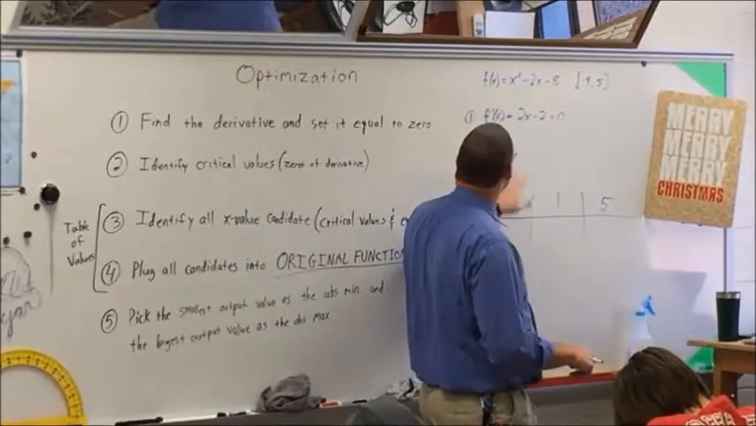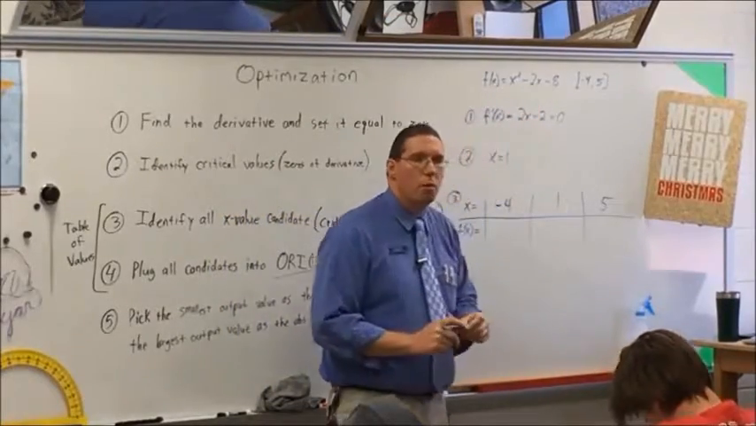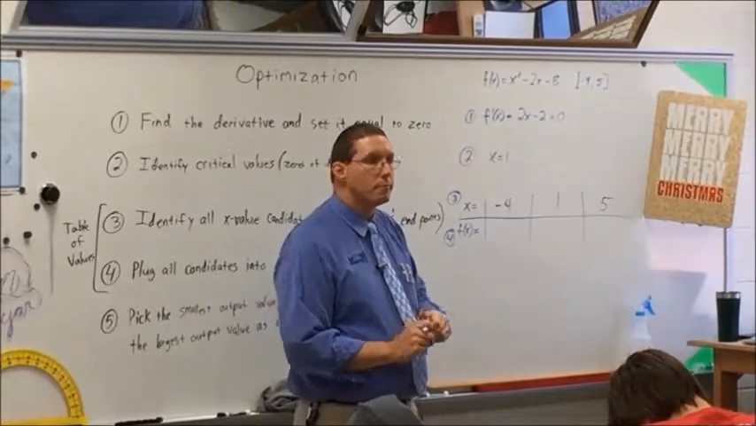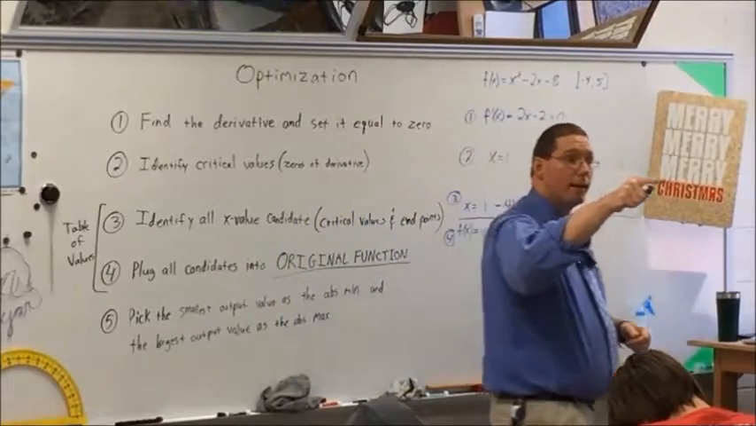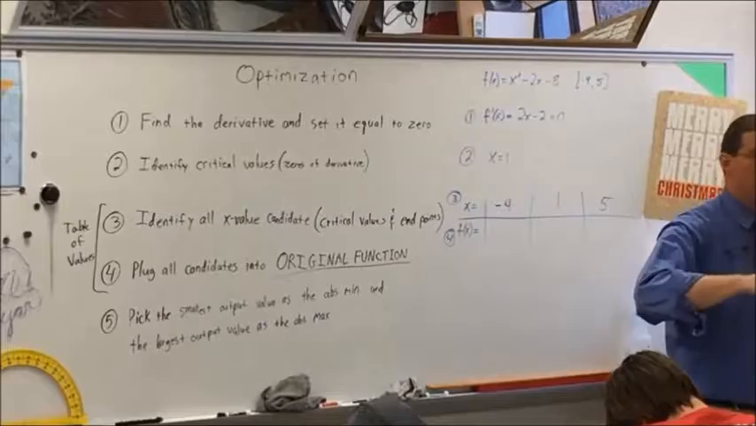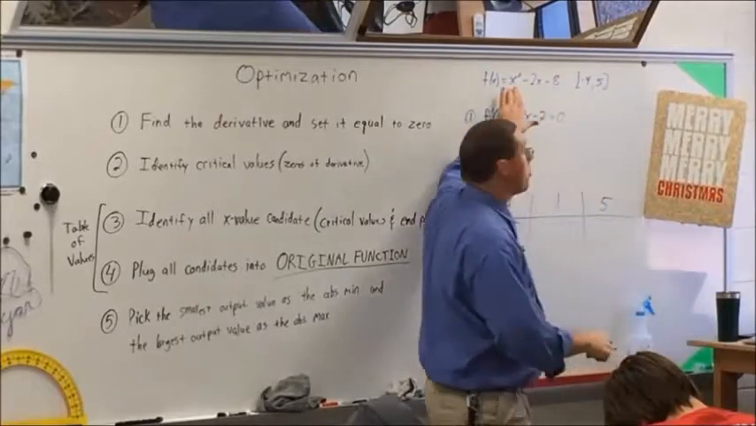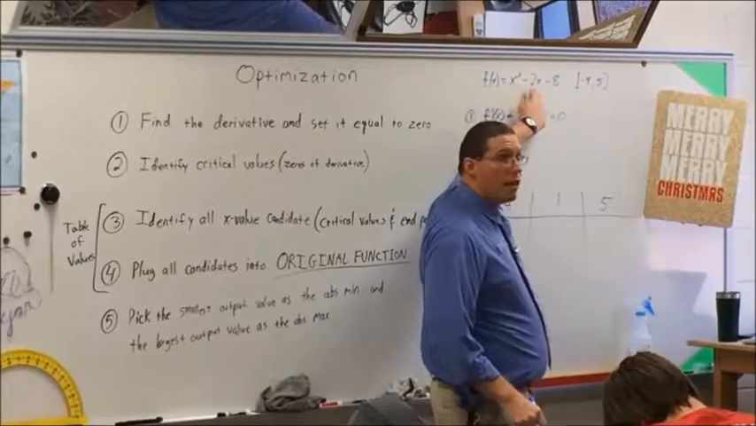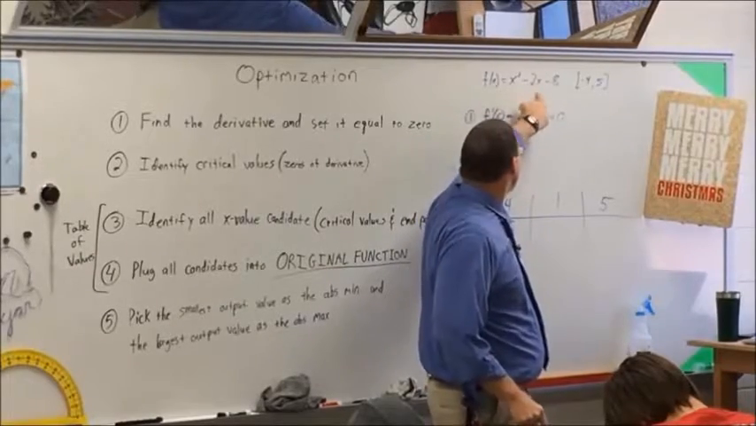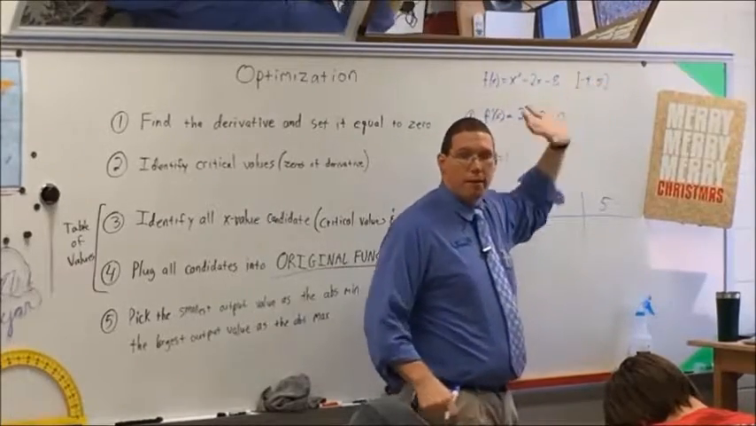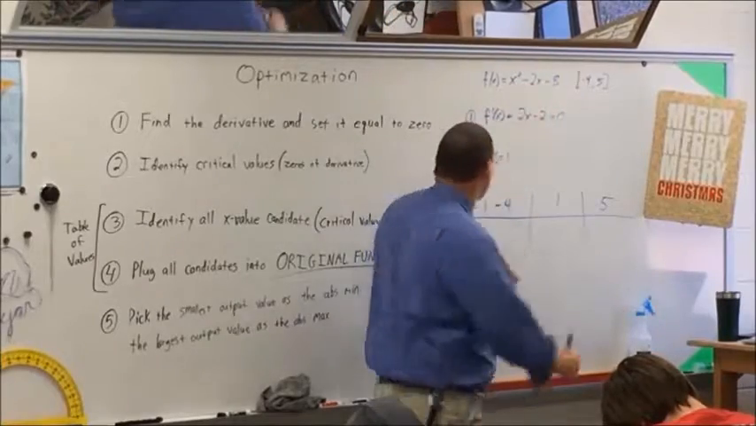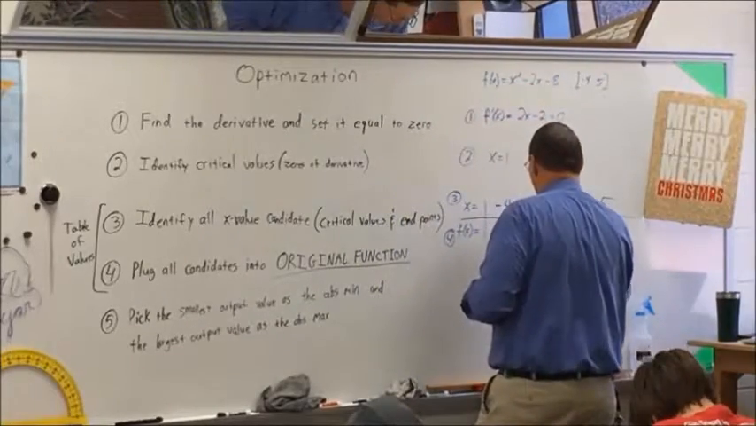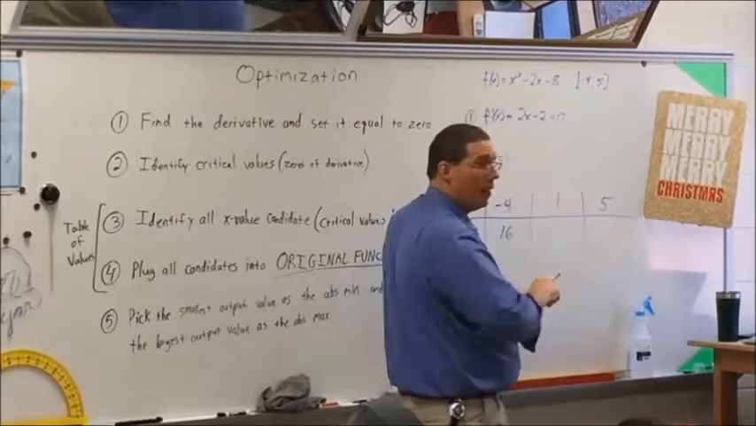If I plug negative 4 into f of x, what will I get? You said it. I heard it. 16. That's correct. Negative 4 times negative 4 is 16. Negative 4 times 2 times negative 2 is positive 8. So this is going to be plus 8 minus 8. Well, plus 8 minus 8 cancels each other out, right? So it's 16.